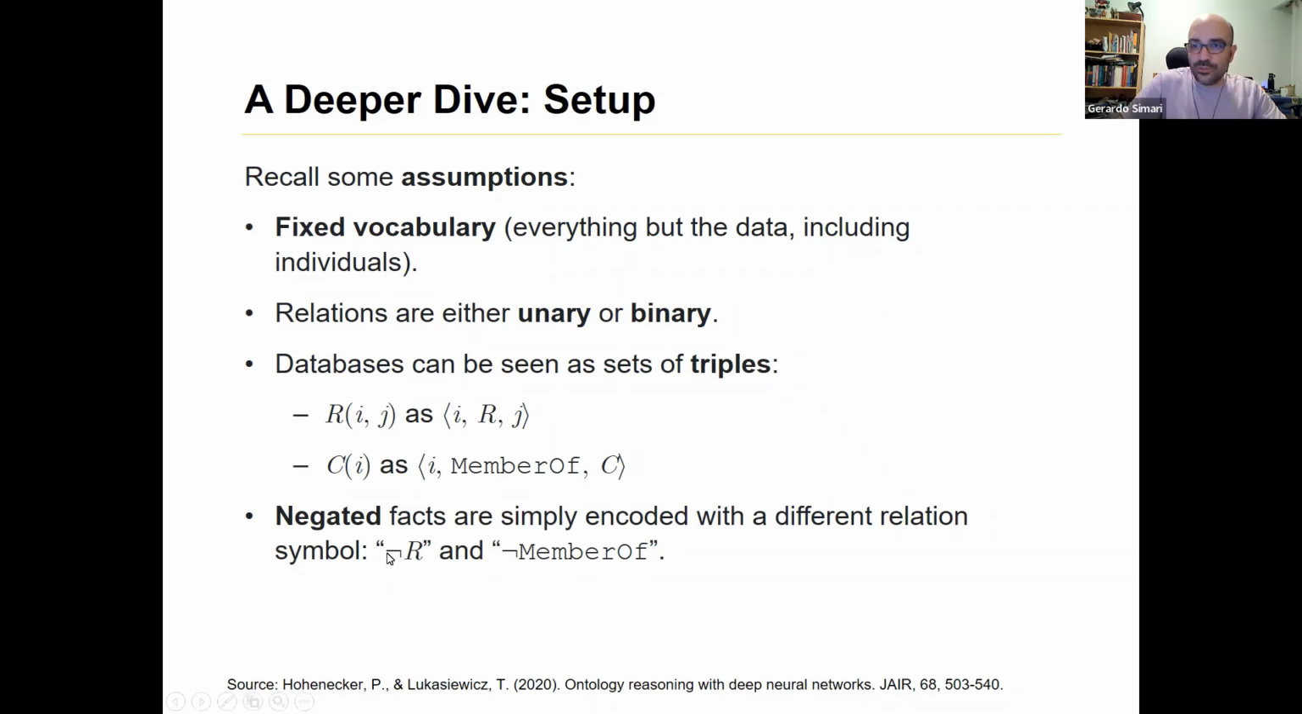Here, the authors use the negation connective for the name. So this is why I use the quotes here. So "not R" would be the relation name. Maybe it would have been better to, instead of using the connective, say something like NOTR, and the same for member of.